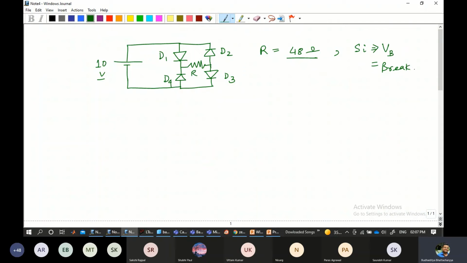Hopefully all of you by now understood what breakdown voltage is: the voltage after which the diode starts to conduct. So this VB is around 0.7 volt. And the forward resistance, which is the resistance offered by the diode, which is very small actually, is given as 1 ohm.